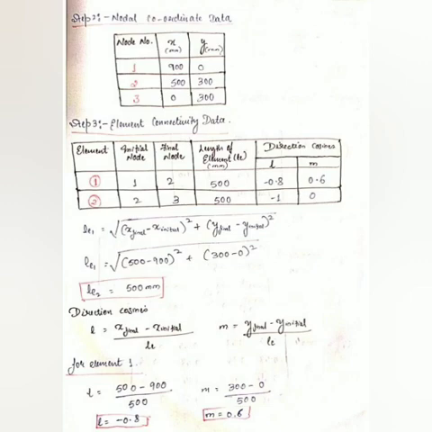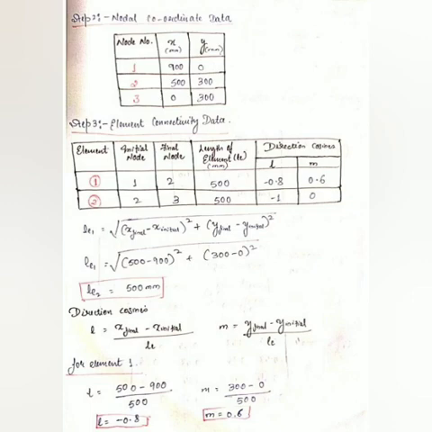So element 1 and element 2 are taken. This is very important. The initial node is 1 and the final node is 2 for element 1. The length of the element is 500, which is measured by applying the Pythagoras theorem, and the directional cosines L and M are also calculated using the expressions. So we obtained minus 0.8 and 0.6.